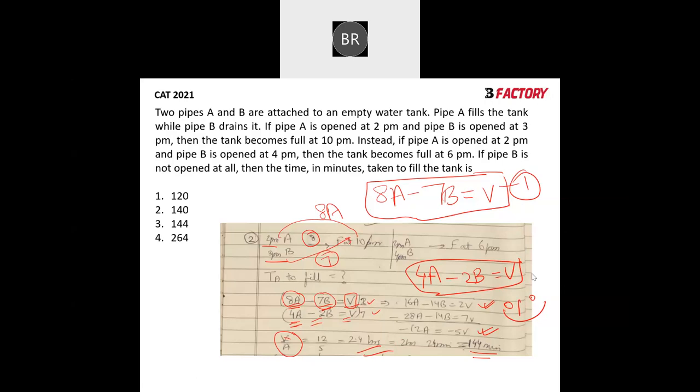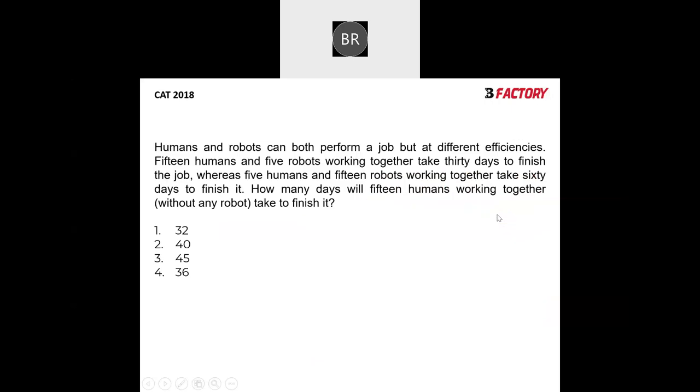Yes, good Nikhil. Third example, dekho. Again, the same process, guys. 2 minutes to read or try. Write your answer if you get it. I think this is CAT, sorry, 2018. Do this one, everyone. Start.